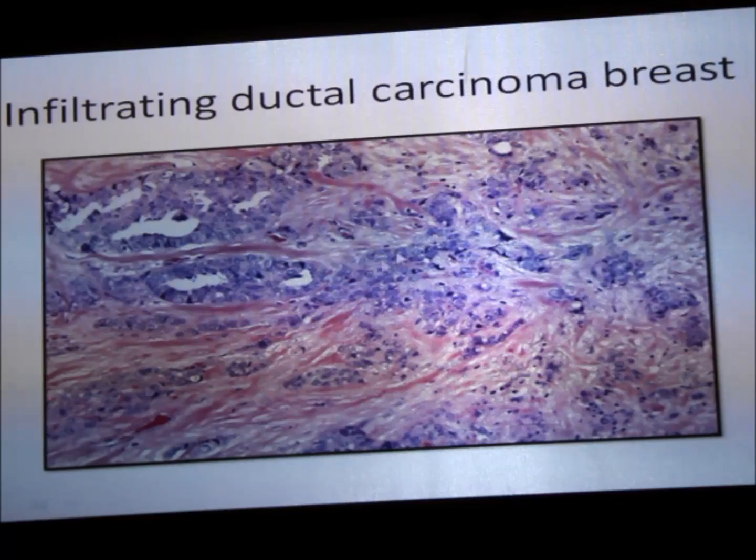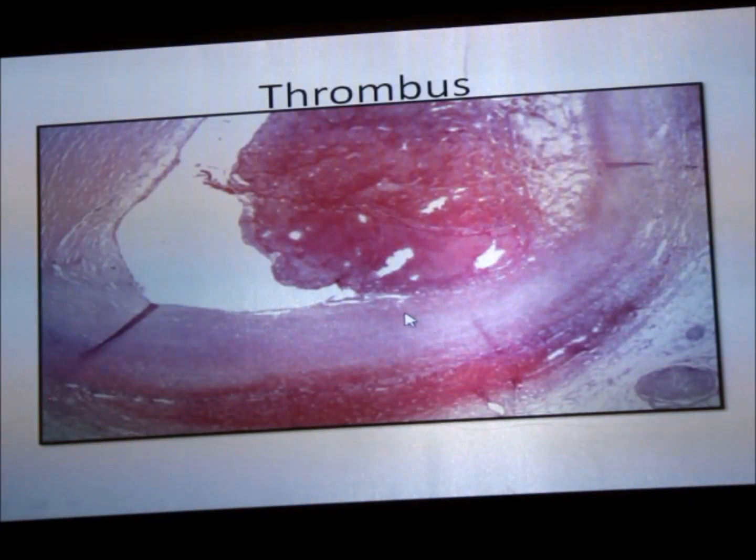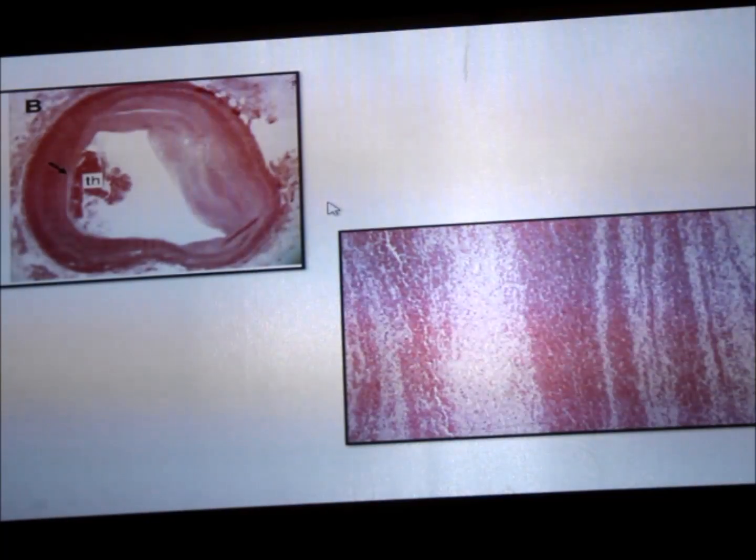Carcinoma of breast, also known as infiltrating ductal carcinoma. So all the tumor glands are infiltrating the stroma. This is also carcinoma of breast. Now this is a thrombus, a blood vessel with thrombus inside. This is another thrombus which is forming inside.